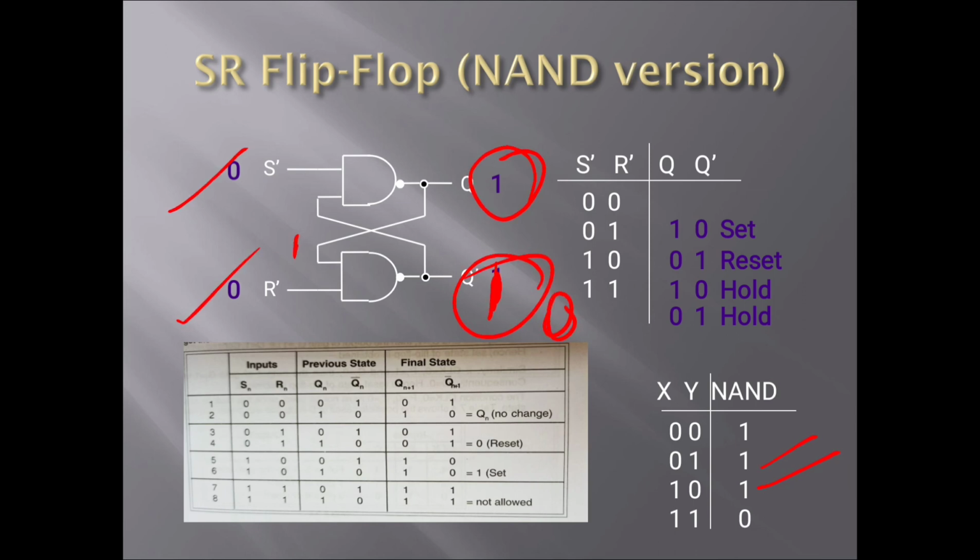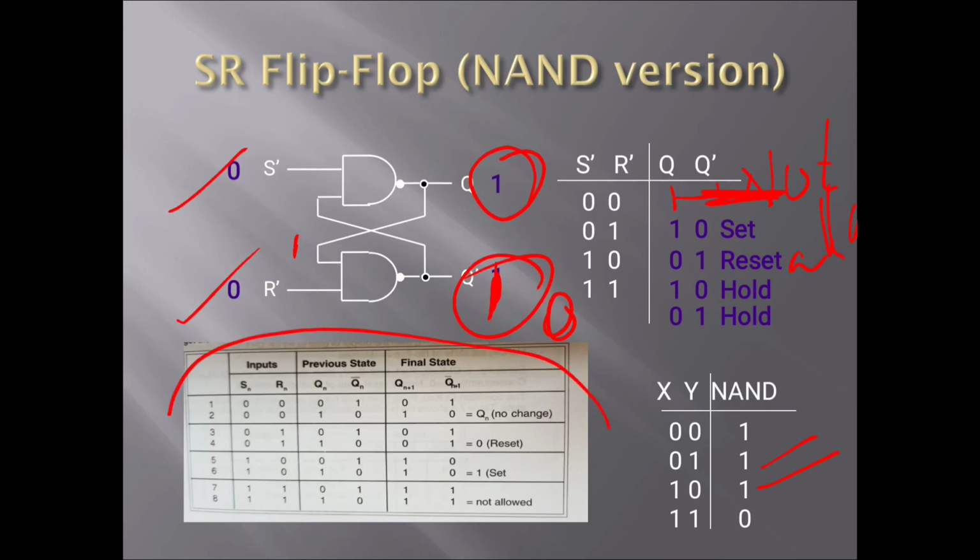It means when we give the input values to S and R 0 0, it will not perform the operation. It means it will give 1 1, which is never allowed in this SR flip flop. So not allowed.